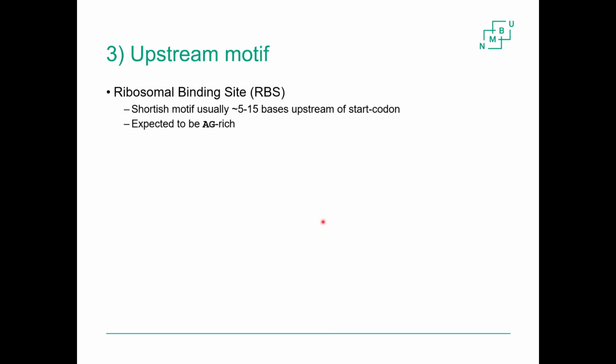The upstream motif, I'm talking about what we know as the ribosomal binding site here. And we have learned from basic microbiology that upstream of the genes, there should be some ribosomal binding site. So once the genes have been transcribed, this is how the transcript binds to the ribosome before translation, right? And there should be some sort of pattern here to look for, a motif. And it should be like 5 to 15 bases upstream of the start codon. And it should also be AG rich, at least that's what the textbooks tell us.